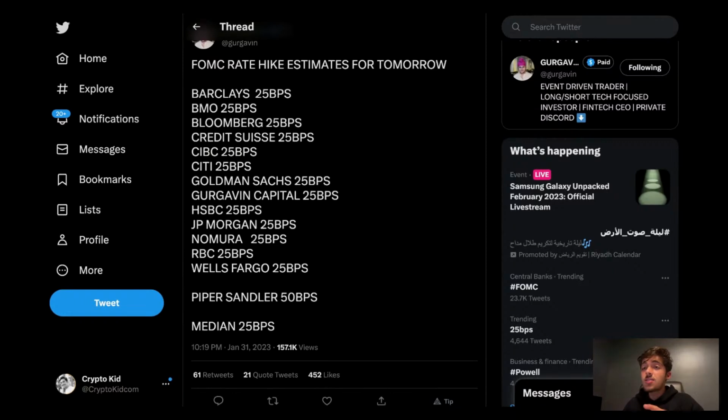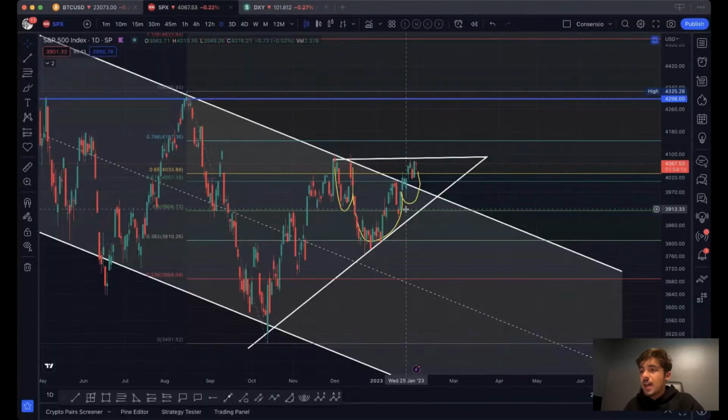So I'm going to show you the DXY analysis as well right now, and the S&P 500 analysis. So let me share my chart to the S&P 500 and DXY. So I want to share my window. I want to share this. So there we go. Okay. So this is the S&P.